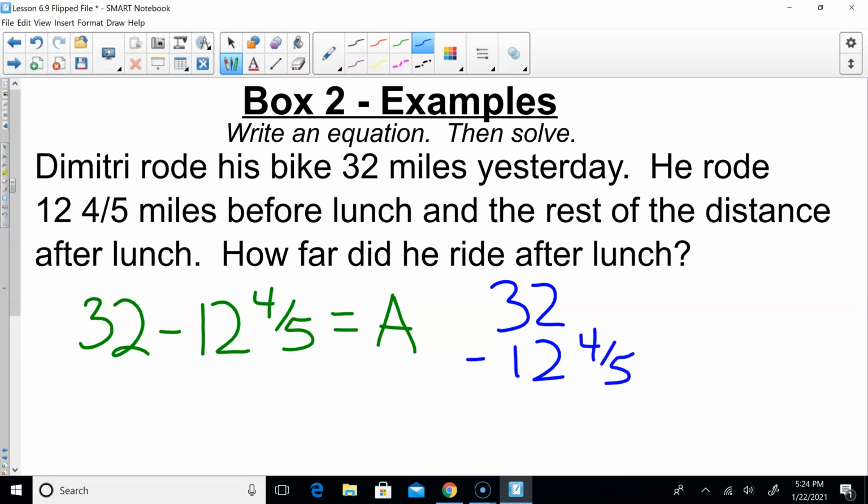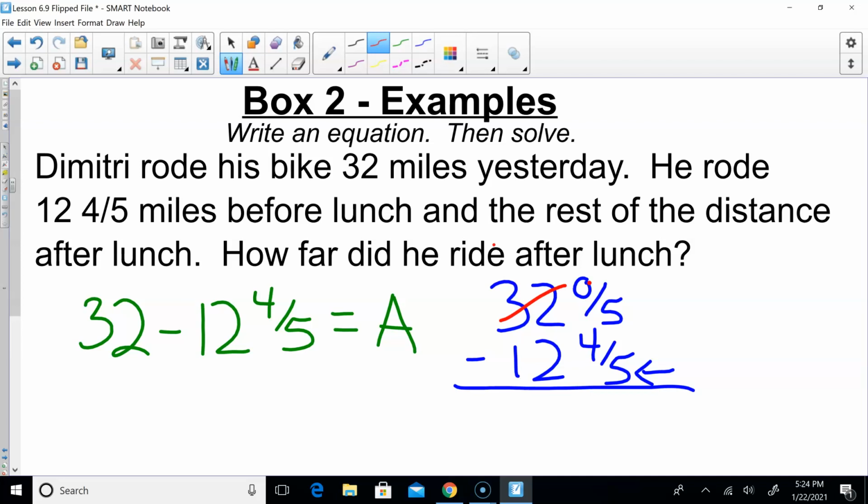Hopefully you're like, wait a second, I don't have a numerator. I don't have any fraction in the first one. Well, what can I do? Well, 32 is the same as 0/5. Why do I choose fifths? Because that's my denominator. And we know denominators have to be the same size to help us subtract. So now with that, I can do my ungrouping, since 0 is obviously less than 4.